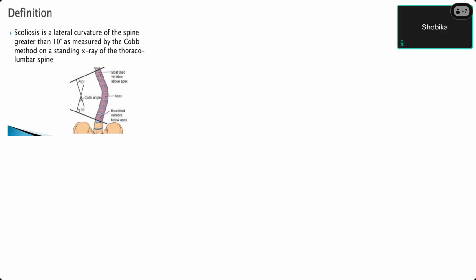PA view, sir. Lateral view. PA view. Lateral view. For any cardiac ailment, or for a normal X-ray chest to see the heart and lungs, do you take a PA view or an AP view? PA, sir. Normally we take PA view, sir.